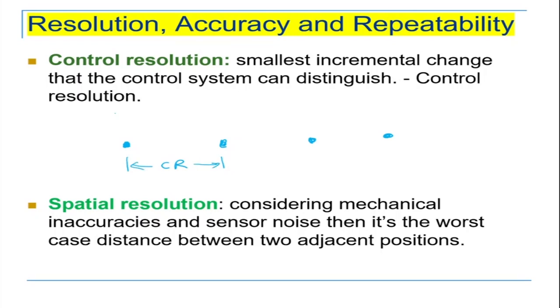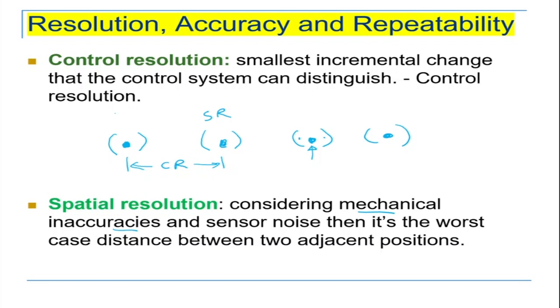Now, on top of this control resolution, it also has mechanical inaccuracies and sensor noise. So it is the worst case distance between two adjacent points. If you want to go to this point, although the control resolution can take it there, because of these mechanical inaccuracies which are sitting on top of that, what will happen is it will not go to this point, but it will go somewhere near this point. So this is my spatial resolution now. It will not go exactly to this point. It may go somewhere here, it may go here, it may go here, but it's a region around that point. So resolution is control resolution and spatial resolution.